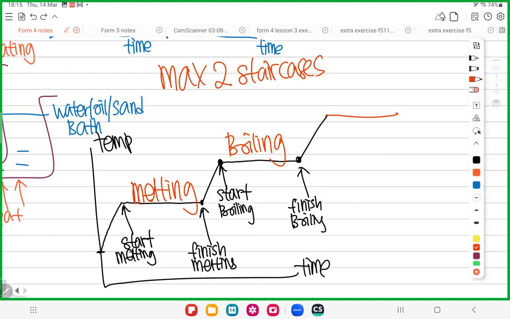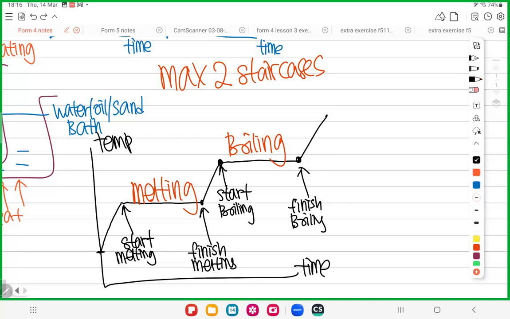Okay? Question asking about sublimation. Sublimation curve is not in our syllabus. It looks very complicated. Probably if I get time, I can show you guys next lesson. But that's why I keep telling you, sublimation and deposition are not in the heating curve and cooling curve, because they look much more complicated.